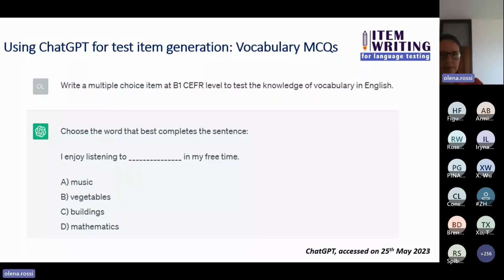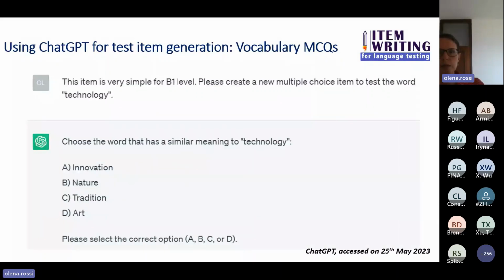So let's try again. I told it that this item is very simple for B1 level, but I also realized that probably we need to choose the vocabulary to target in the item. ChatGPT doesn't do it well. So I asked it to create a multiple choice item to test the word "technology." You can see the resulting item, and I'm not sure that there is a correct answer for this question. Is innovation synonymous to technology? And besides, again, that is not the format I'm looking for.